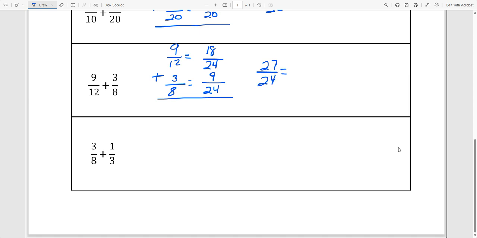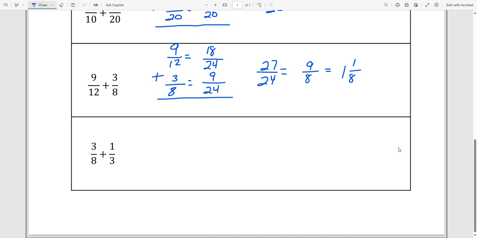Okay, and your teacher may want you to reduce this or convert it to a mixed number. So this can be reduced first by a factor of 3. You can reduce this to 9 over 8, because 3 divides into 27 9 times and 3 divides into 24 8 times. And then 9 divided by 8 is 1, and there's 1 left over. So we have 1 and 1/8. These two fractions can also be reduced before you add them up.